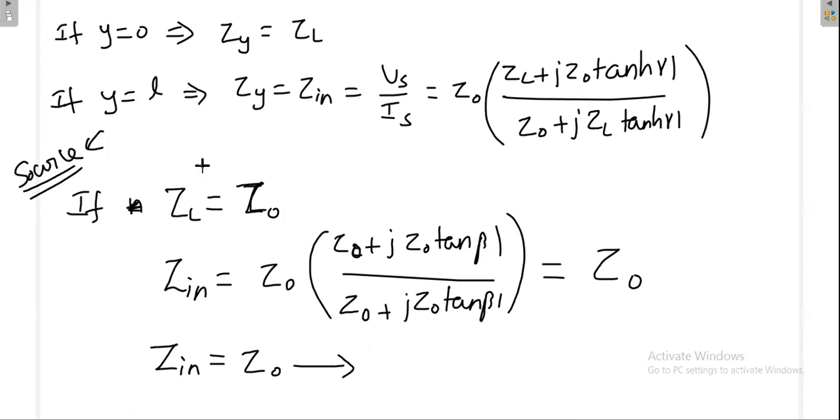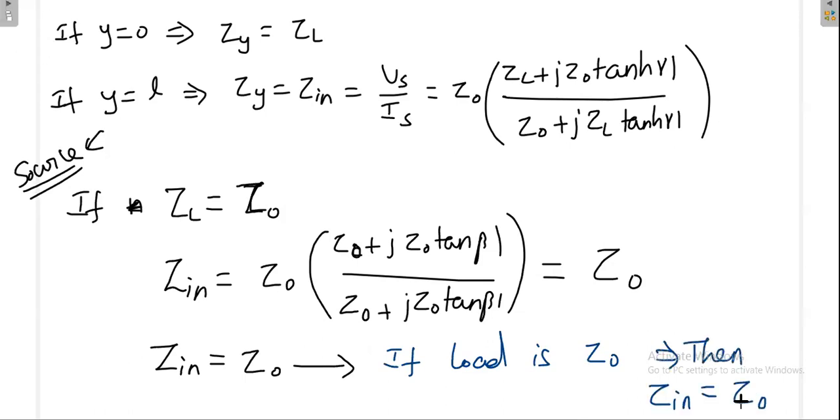We already have the same idea, because if the load is Z0, then the input impedance is also Z0. And one thing to remember: when the load is Z0, the input impedance is also Z0, and that input impedance is independent of L. You take any L value. See what I'm trying to say.